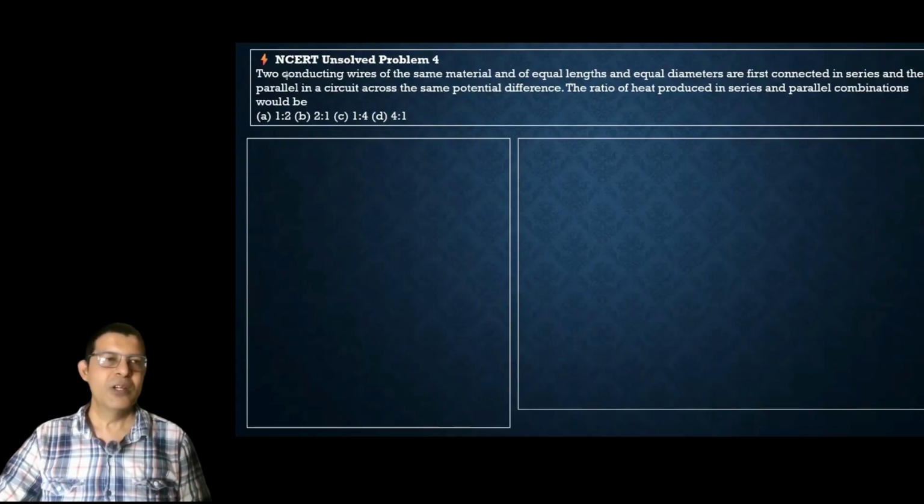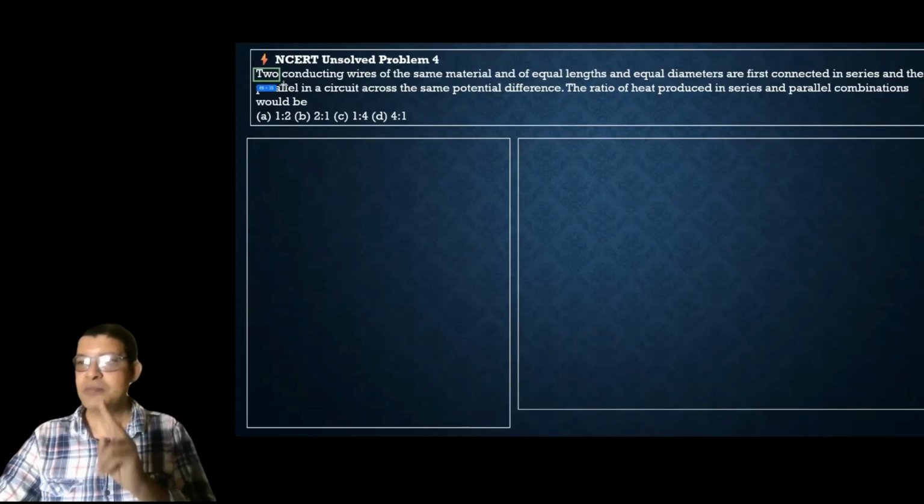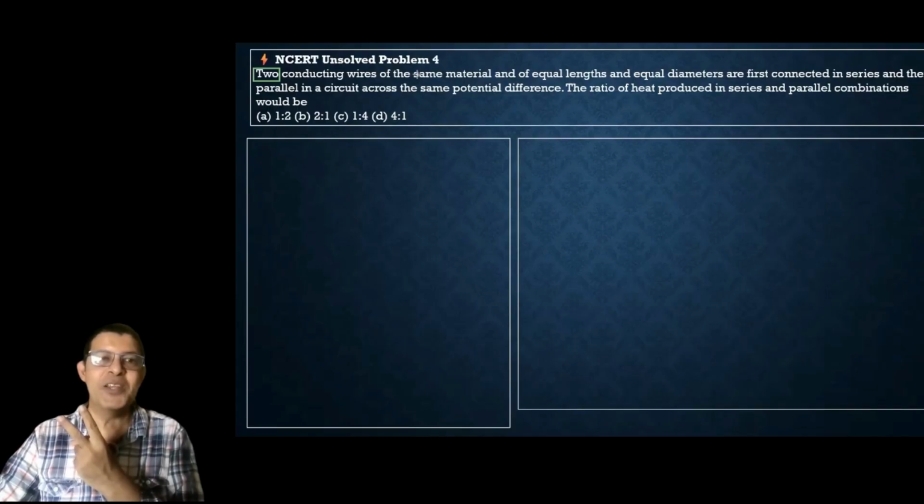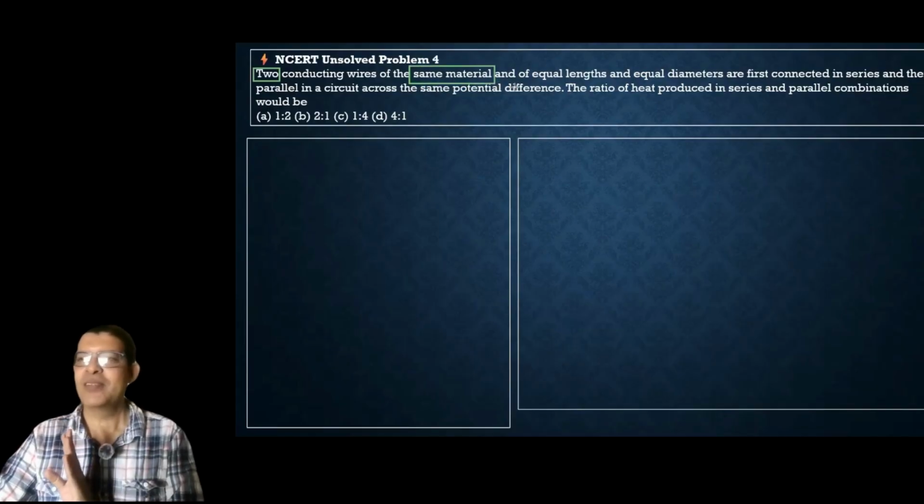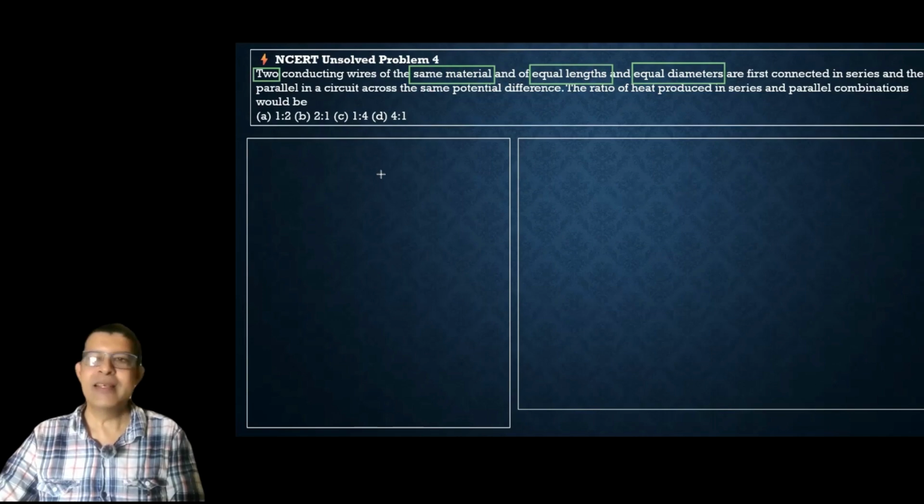What is given here? 2 conducting wires. That means 2 wires here. This time 2 wires. Same material. Very important. Same material means rho is same. Right? Resistivity is same. Of equal length. Length is also same. Equal diameter means area is also same. Are first connected in series. What is given? First it is connected in series. And then it is connected in parallel. Across the same potential difference. Potential difference is same. What is the ratio of the heat produced in series and parallel? That means it is asking the ratio of the heat produced.